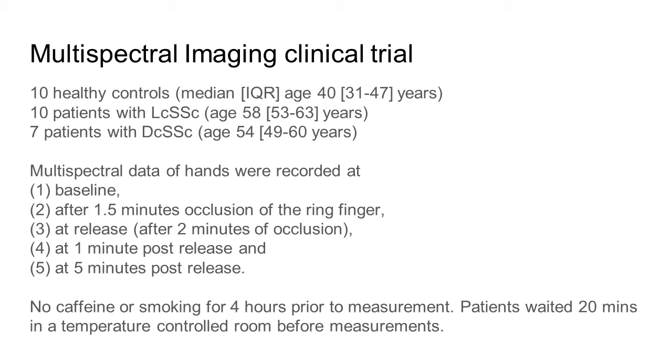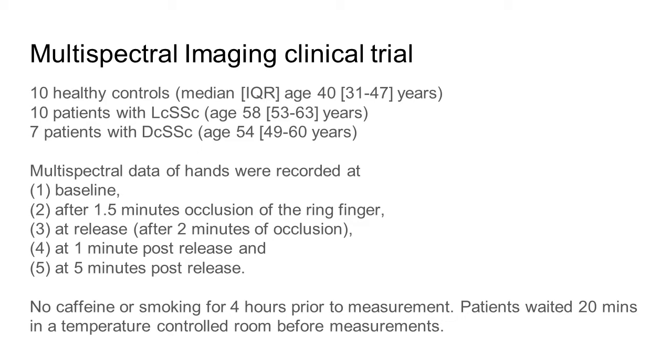So one of the big symptoms with systemic sclerosis is Raynaud's phenomenon, where because of poor perfusion they get very cold hands, sensitive to the cold weather, so we have to keep them for 20 minutes in a temperature control room for measurements.